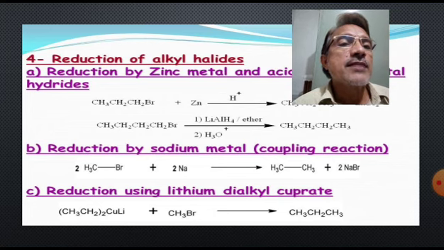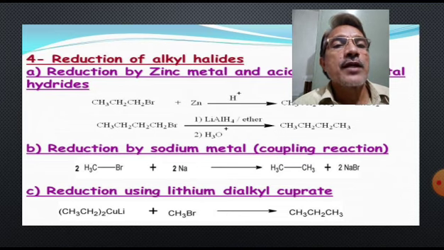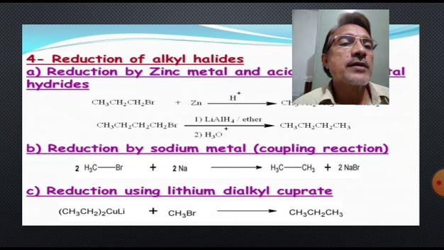Reduction using lithium dialkyl cuprate. When lithium dialkyl cuprate is taken as a reducing agent, the alkyl halide undergoes reduction giving rise to an alkane. In this example, lithium diethyl cuprate reacts with methyl bromide giving rise to propane.